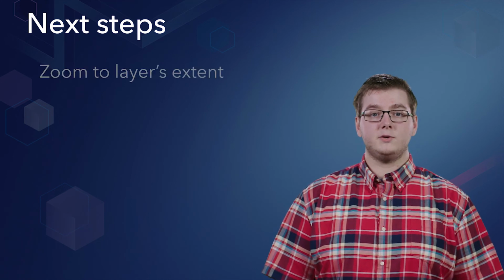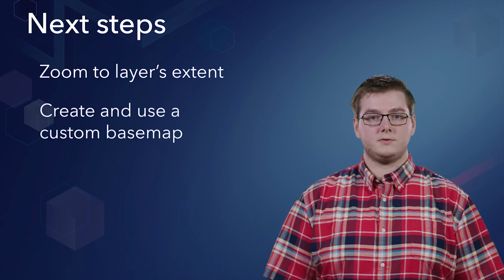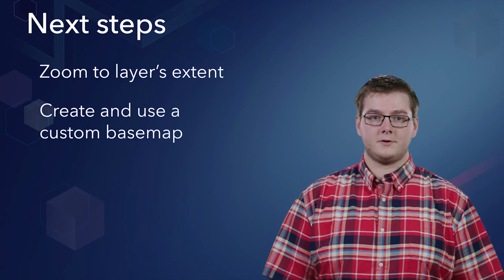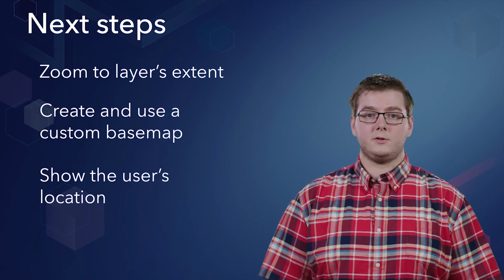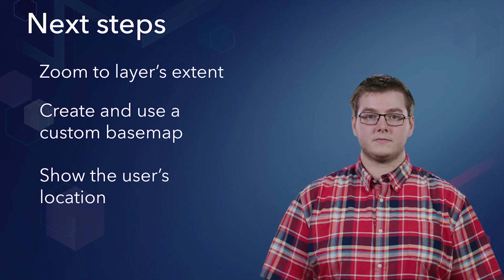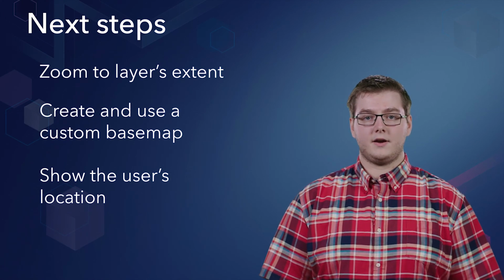So far, you've created an app that can display a layer. You can take it further by zooming to the extent of the layer automatically, creating and using a custom base map using the vector style editor, or showing the user's location. The full source code for this app, including next steps, is available on GitHub. See the description below for links to more resources, including devlabs, doc, and samples.